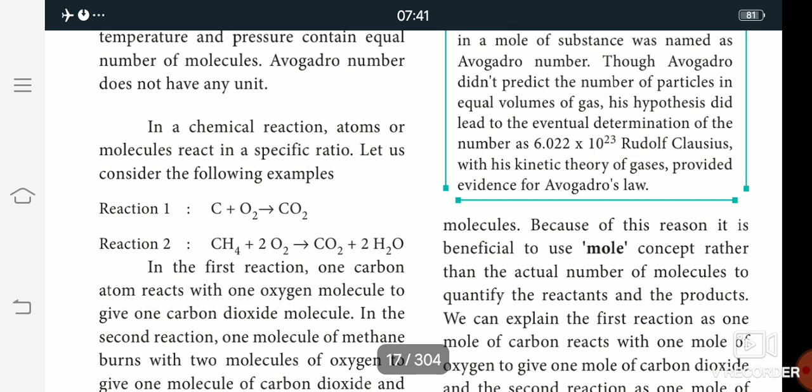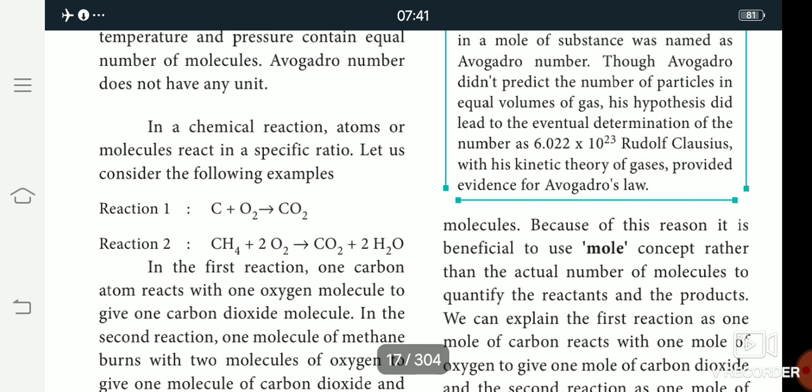In the mole concept, first you write the equation. In this reaction only one carbon is present, so the carbon value is 1, that is 1 mole of carbon. In the first reaction, 1 carbon reacts with 1 oxygen to give the product, 1 carbon dioxide.